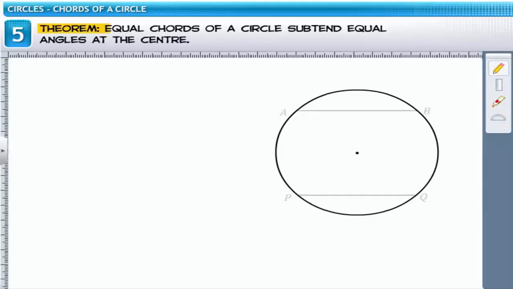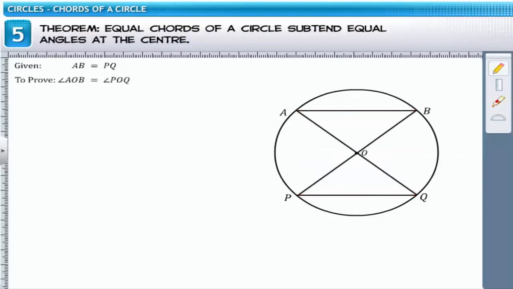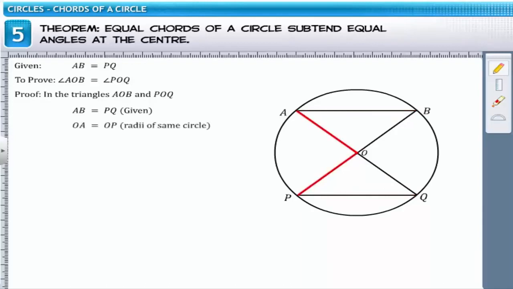The theorem states that equal chords of a circle subtend equal angles at the center. Here we have two chords AB and PQ that are equal in length. We have to prove that angle AOB is equal to angle POQ. In the triangles AOB and POQ, we know that AB equals PQ. Note that OA equals OP and OB equals OQ, since all these four line segments are the radii of the same circle.